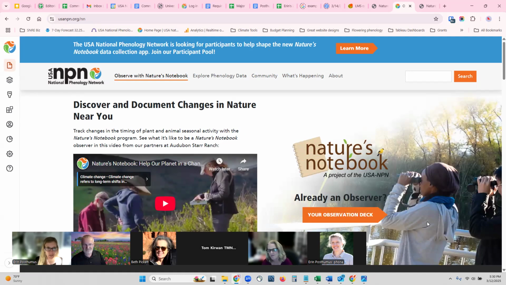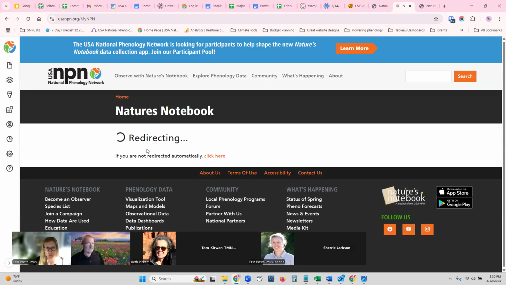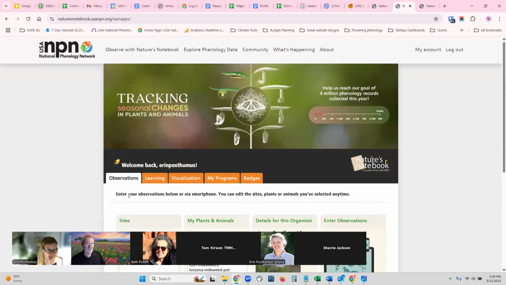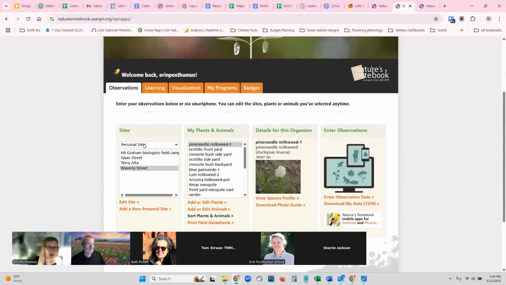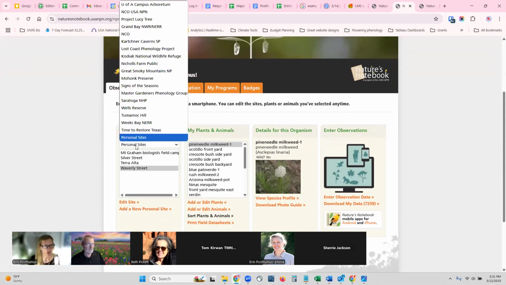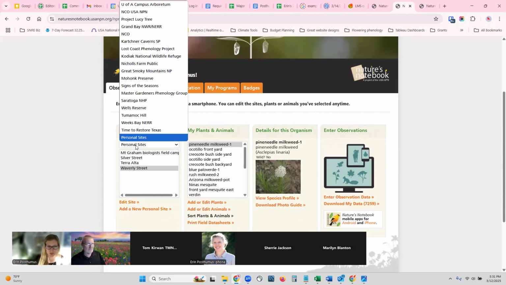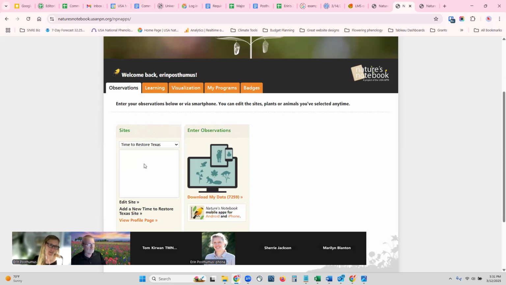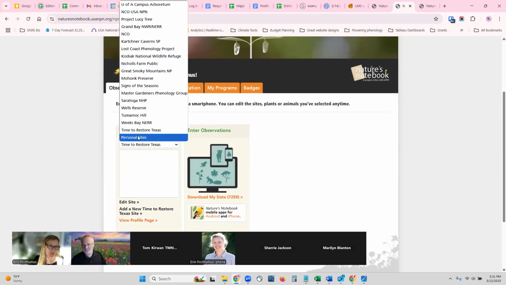Becky had a question whether we're supposed to have a personal site or a Time to Restore site or both. So when you are on your observation deck, if you are part of Time to Restore Texas, you won't be able to see any sites under Time to Restore Texas. It's going to be a personal site. If you're part of a local phonology program that's part of a Master Gardener or Master Naturalist chapter, then you might see that in the list and you're part of that. But if you are Time to Restore Texas, this is always going to be blank, so there are no sites to set up under there. So always go to personal sites.